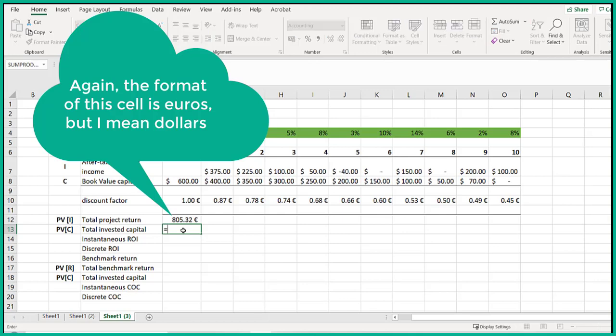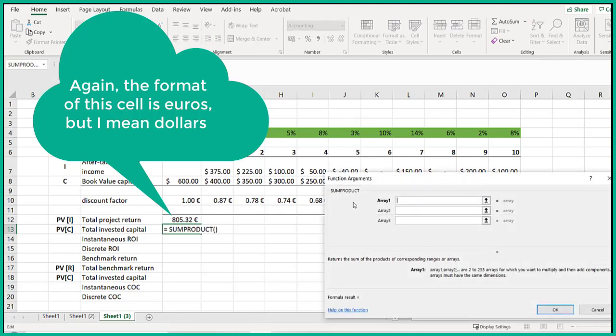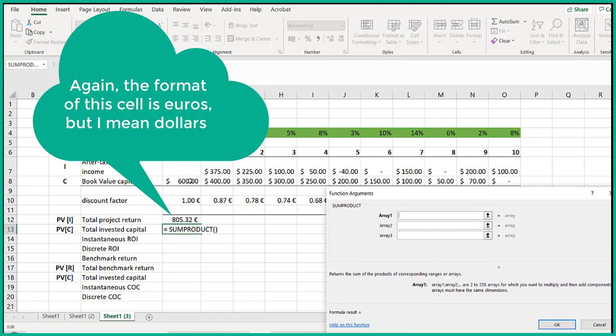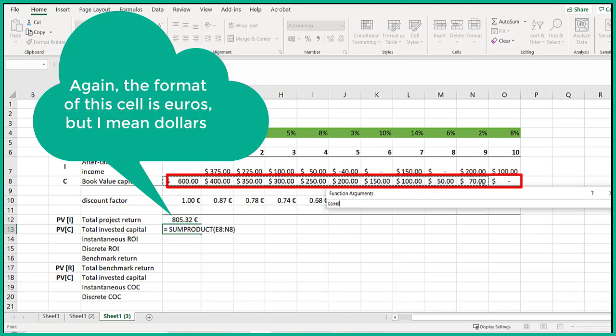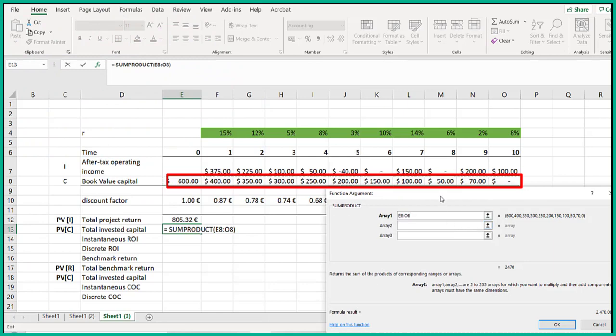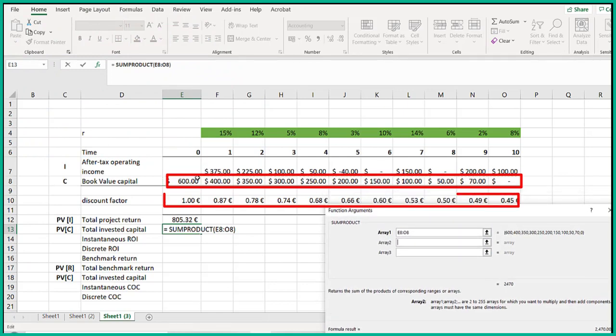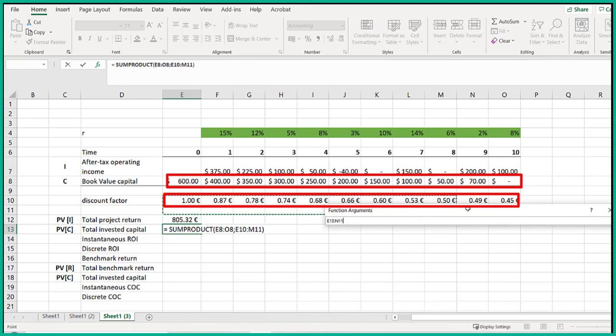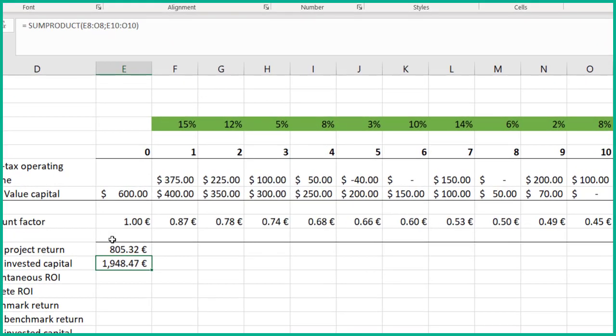Total invested capital, again sum product, array 1, the book value from 0 to 10, which multiplies the corresponding discount factor from 0 to 10, and we have the total invested capital. So the project consists of investing $1,948.47, and the total profit is $805.32.